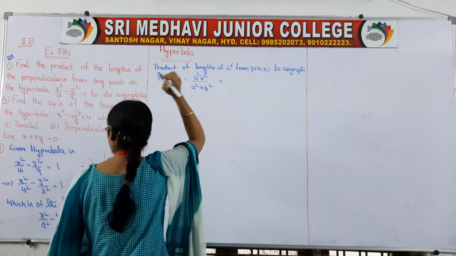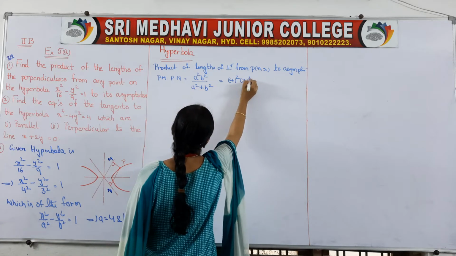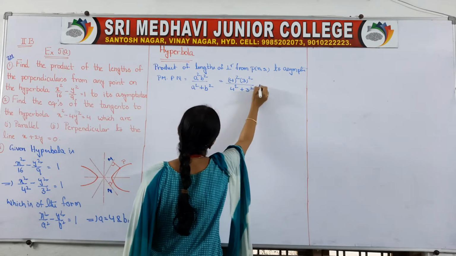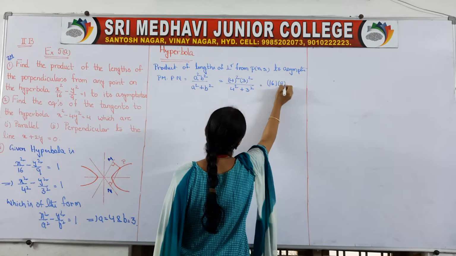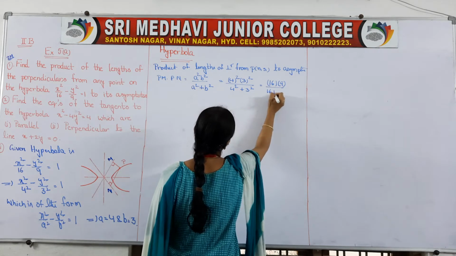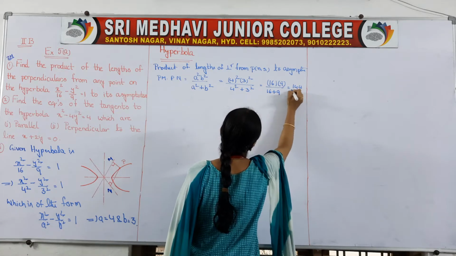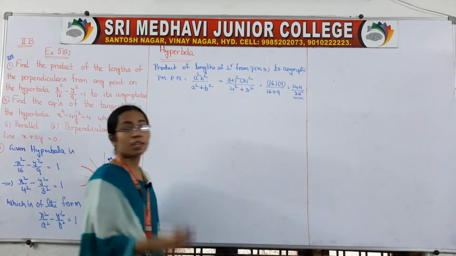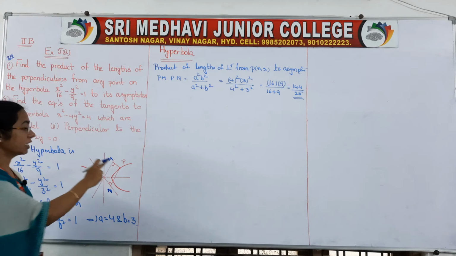So a square is 4 square and b square is 3 square, by 4 square plus 3 square. So it is 16 into 9 by 16 plus 9, which is equal to 144 by 25, the product of the lengths of the perpendiculars from the point P to the asymptotes.